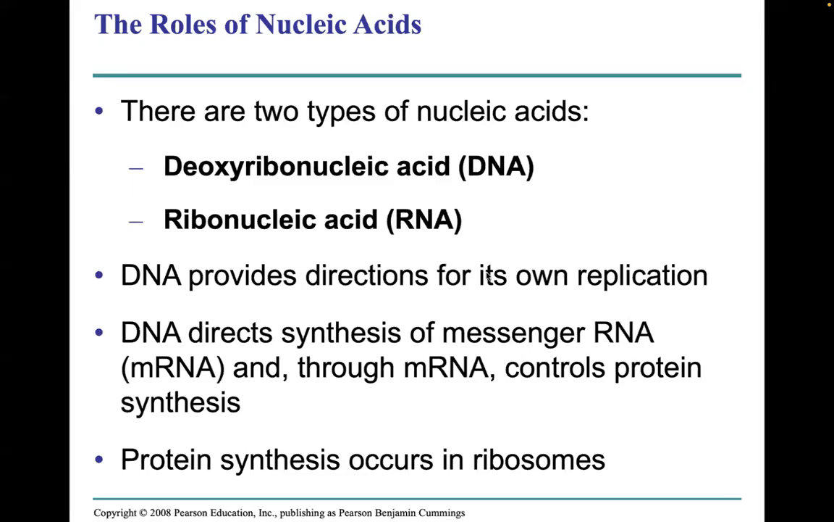Hello, everybody. So this has been the completion of the nucleic acid class. We've got two types of nucleic acids: deoxyribonucleic acid, which is DNA, and ribonucleic acid, RNA. The DNA provides direction for its own replication. The DNA directs synthesis of messenger RNA, mRNA, and through mRNA controls protein synthesis.